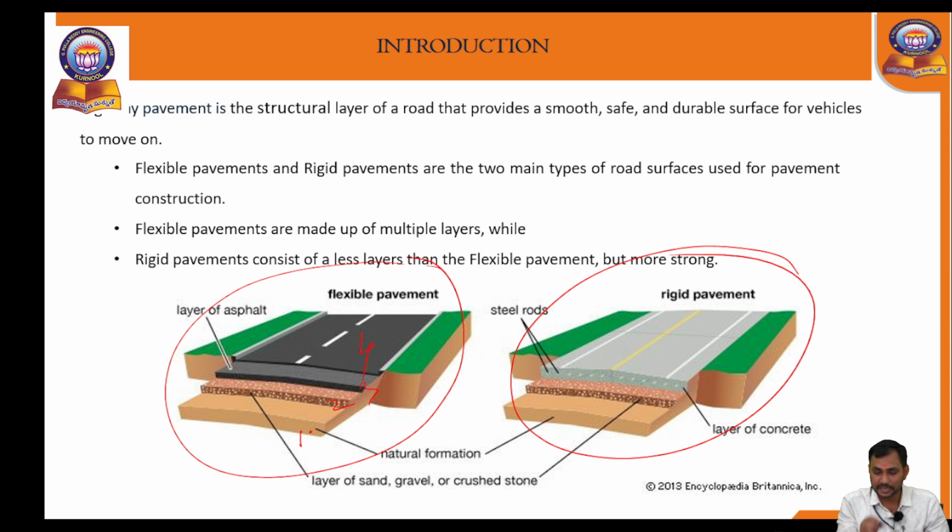What is the first layer? Nothing but the subgrade layer, nothing but the natural formation layer. Okay, my dear students, natural formation layer. Next, when coming to the rigid part, same as the subgrade, it is the natural formation layer. Natural formation layer means nothing but the ground surface.